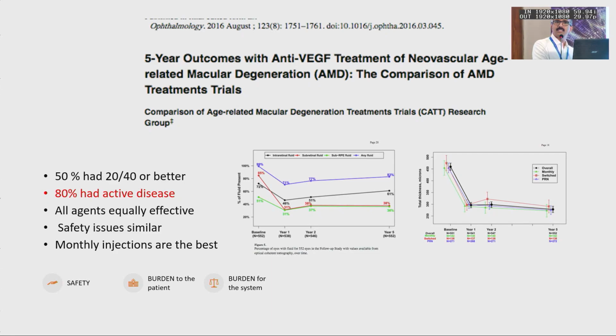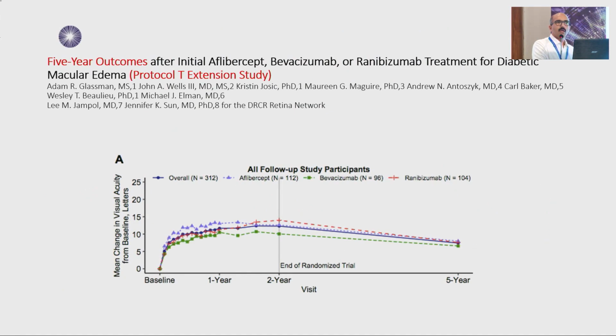CAT trial 5-year results say that 80% of the AMD patients had active disease by the end of 5 years. That means we are looking at diseases where we need to inject patients for decades together.